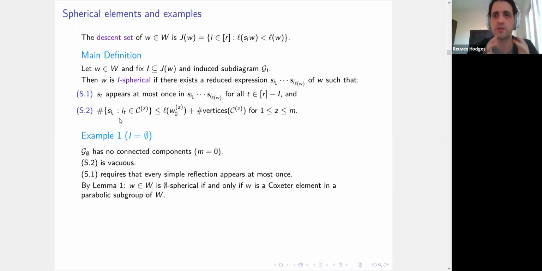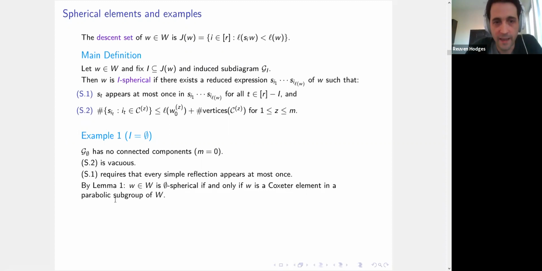All right, so let's do the trivial example. Here we'll take any W and we'll take I equal to the empty set, okay? If you take the induced subgraph from the empty set, you just get nothing. So you have no connected components. In particular, the S2 condition becomes vacuous, right? There are no connected components, so there's no S2 condition. What does the S1 condition become? All the simple reflections that are not in I should appear at most once, but all of them are not in I. So all of your simple reflections should appear at most once.